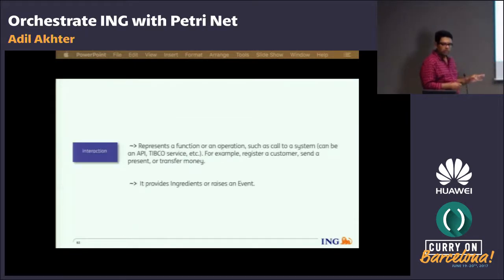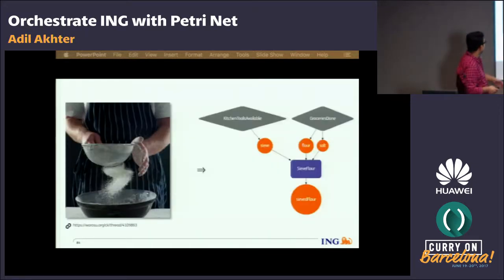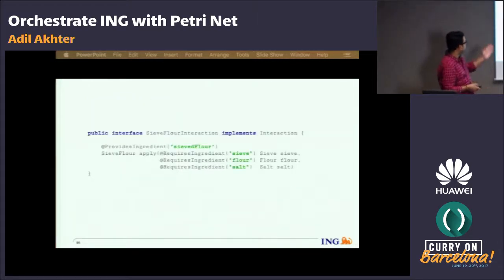Then the last construct of our DSL is interaction. You can think of it as just a function, or as an I/O that is communicating with an external service and gives you some result. So it's an operation. For instance, if you think about sieve flour, what do you need? You need flour and salt and a sieve, and then you do something and you get sieved flour to bake your pizza. So it can be defined as follows. This sieve flour can take 3 ingredients, and it provides sieved flour as an ingredient as a return.